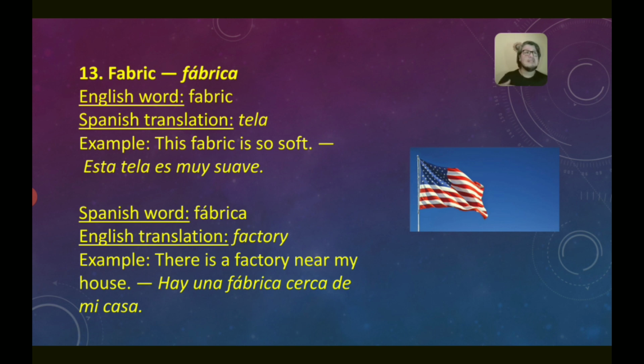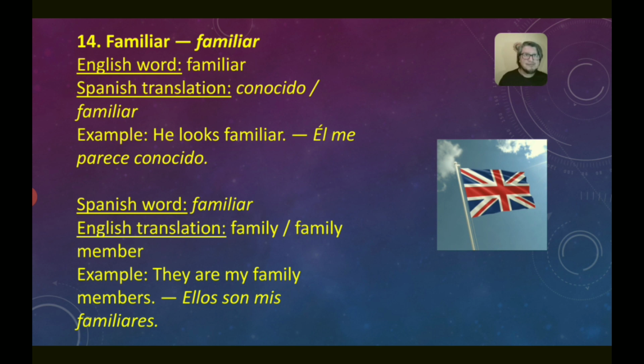Fábrica is never fabric. Never. Fábrica in Spanish, in English is factory. But fabric is, as you can see there, tela. This fabric is so soft. So that's a fabric, a piece of the clothes. Never factory, which is absolutely different. So this fabric is so soft, or there is a factory near my house. Very good. Let's go to number 14.